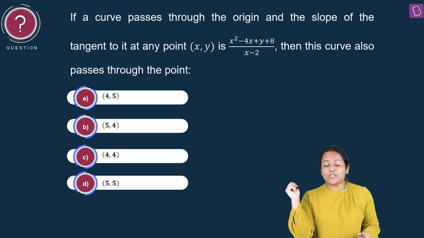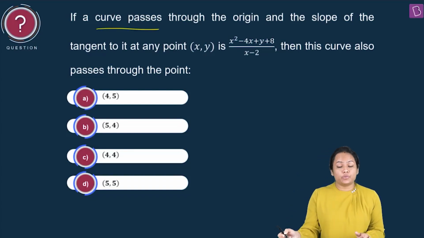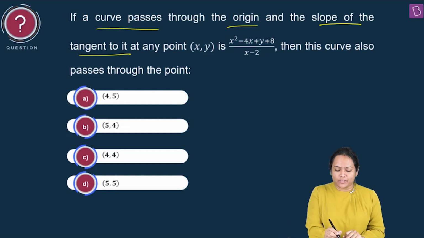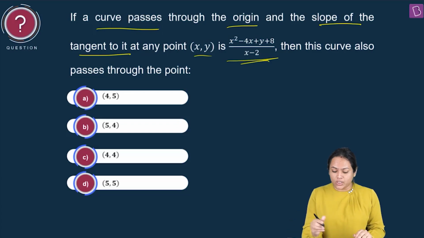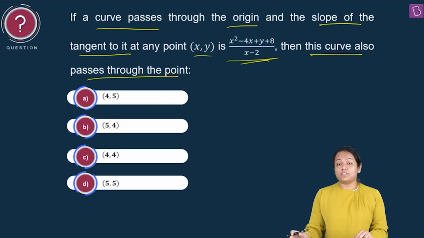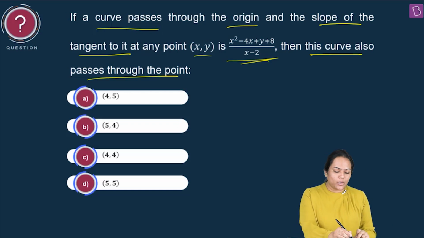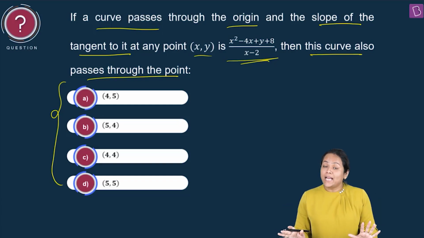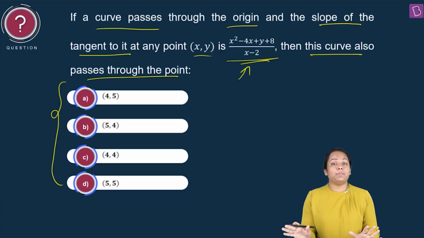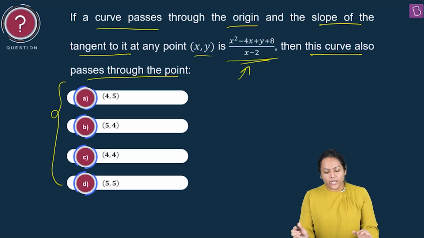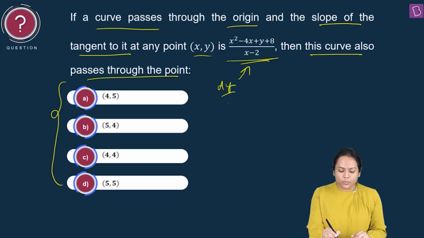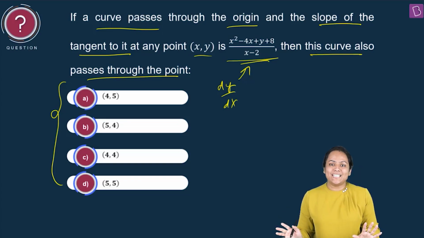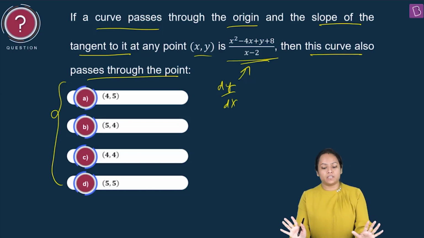Well, the next question says, if a curve is passing through the origin and the slope of the tangent to it at any point x, y is given by this entire expression, then this curve also passes through the point. So if I have to check which of the following points lie on the curve, I have to definitely find the equation of the curve. And for that, I have to solve this part. Now, what is the slope of the tangent? Well, we can say that the slope of the tangent is nothing but dy by dx. That means this is a question of differential equation. They have given us a differential equation. We have to find a curve.